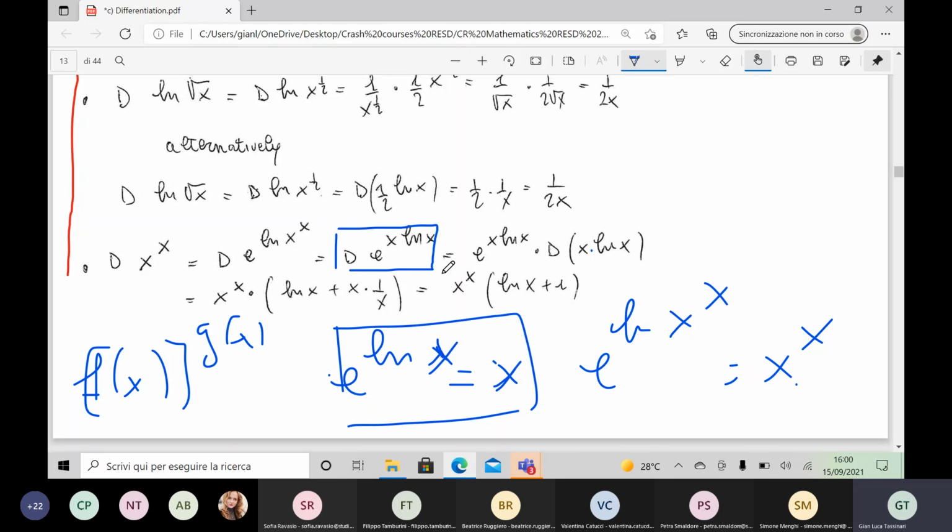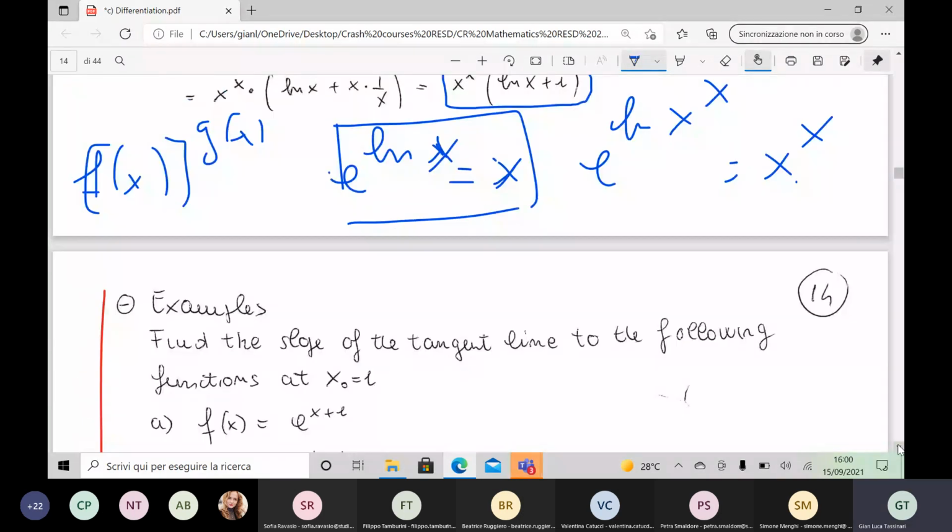Sometimes in books you find this rule, and this is the special rule, because the more advanced rule is f of x to the power g of x. So this is the special case, in which both f of x and g of x are equal to x. But the general rule is the following, and if you want, we derive it to play, only to play, and to make practice.